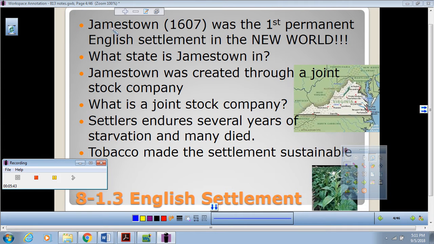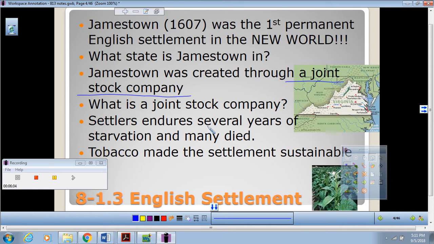Let's have a look at the PowerPoint slides. So Jamestown was founded in 1607, so it's over 400 years old, and it was the first permanent English settlement in the New World. It's in Virginia, and Jamestown was created through a joint stock company. A joint stock company, as we said, is a group of investors who invest money with the hope of making more money, but they all hold shares in the company, like partnerships, except it's more than two.